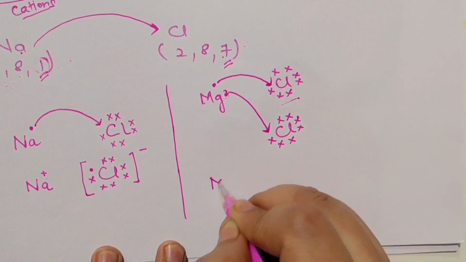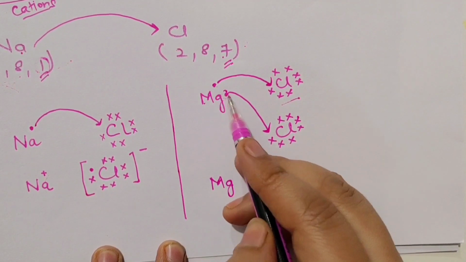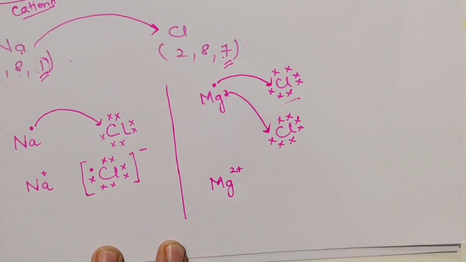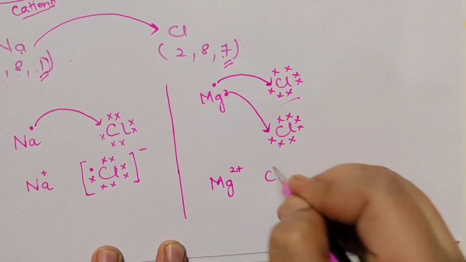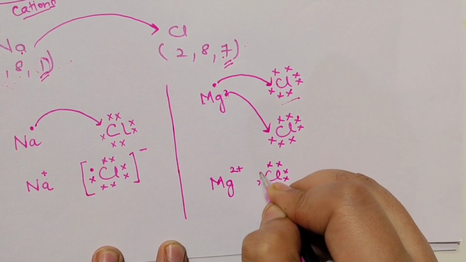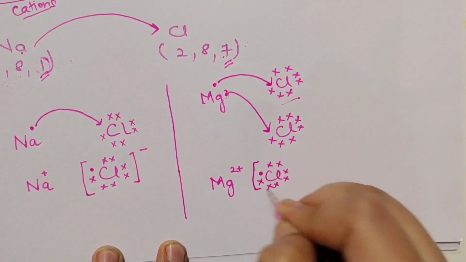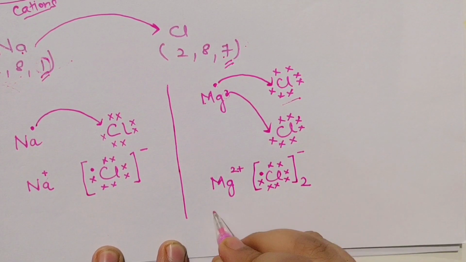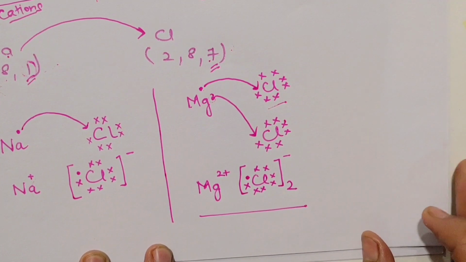So how would you show after that? Magnesium, since it has lost 2 electrons, you would not show any dots now. You will show 2 positive charge upon losing 2 electrons. And chlorine, you would show each chlorine with just 1 electron and 1 negative charge, but you would show 2 of them. Okay, this is how you show magnesium chloride.